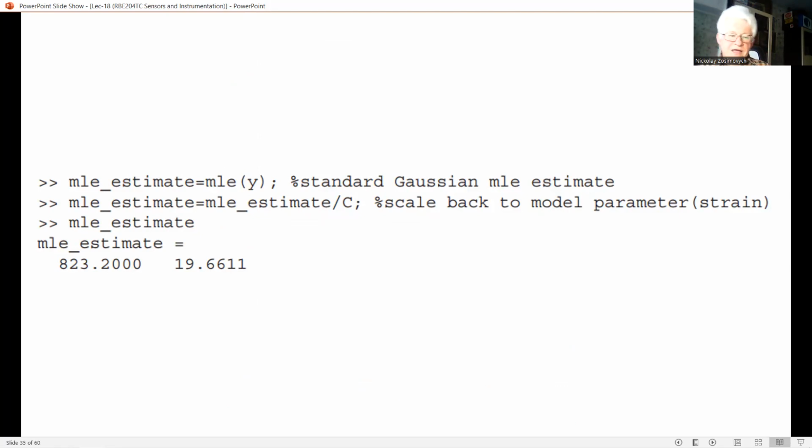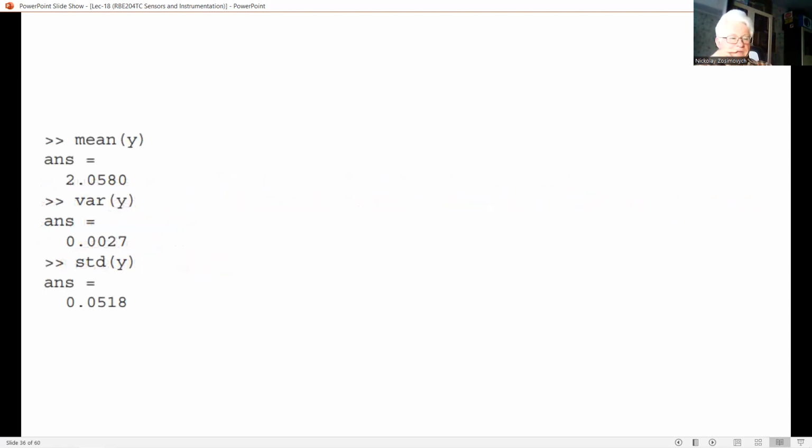Also note that the STD obtained from this procedure gives us 19.66. It's quite large because it relied entirely on the measurement and did not differentiate between model error and measurement error. And finally, we directly compute the mean and STD of the given measurement data using MATLAB. We have this in the slide.